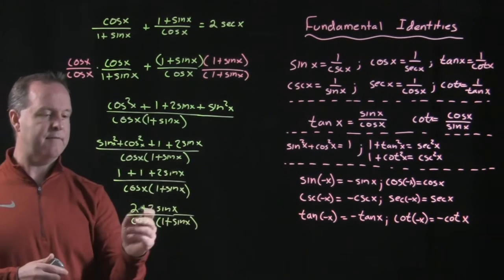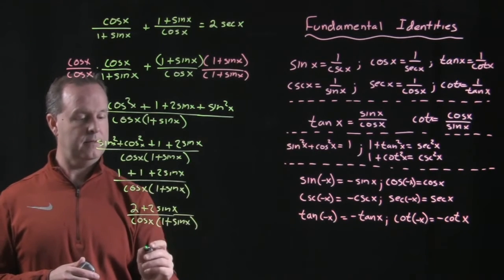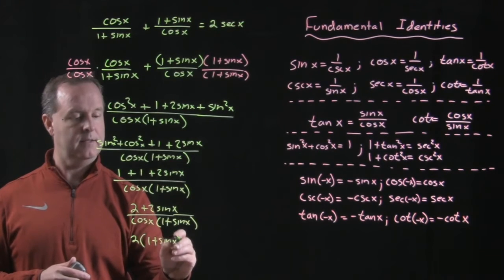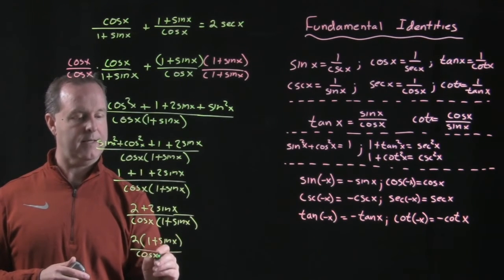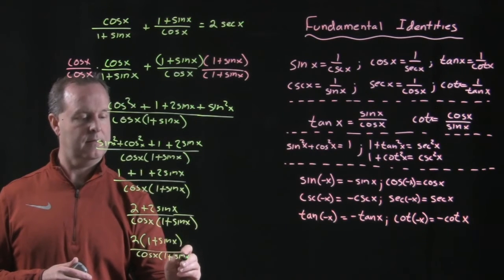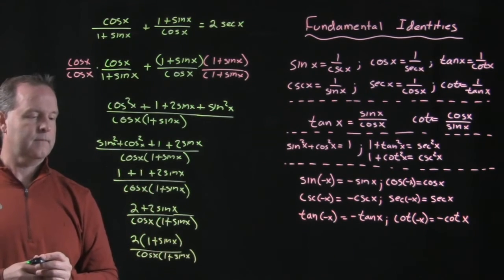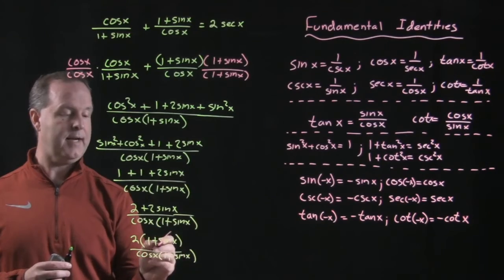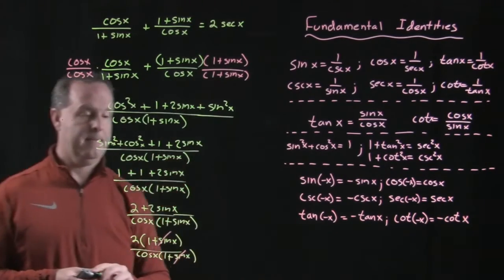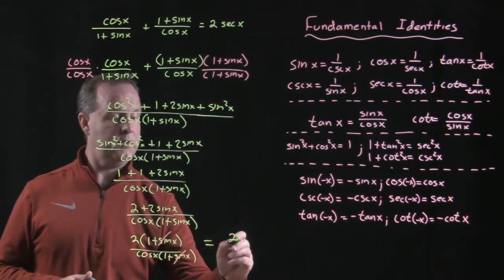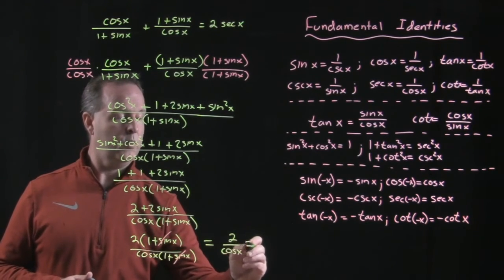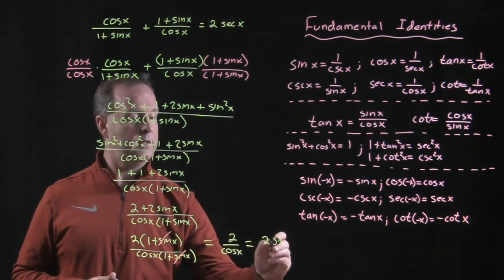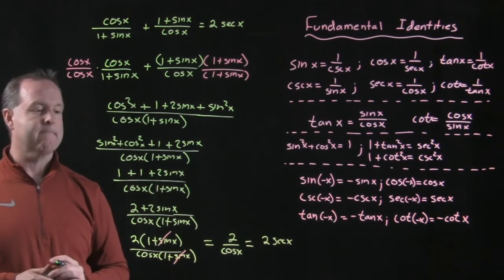From there, I can factor out a 2 from these two terms right here. So let's factor out a 2. What I'm left with is 1 plus sine x all over cosine x times 1 plus sine x. Then I can factor out this 1 plus sine x with that one on the bottom. And I'm left with 2 over cosine x, which equals, the reciprocal of cosine is secant, so it now is 2 secant x. Identity verified.